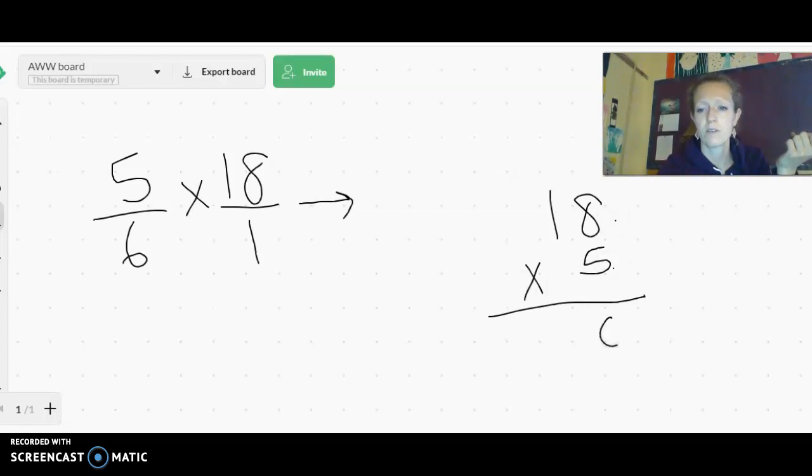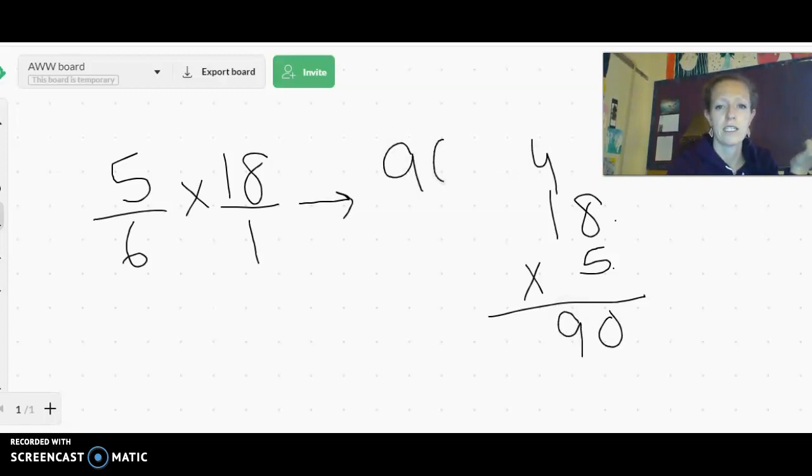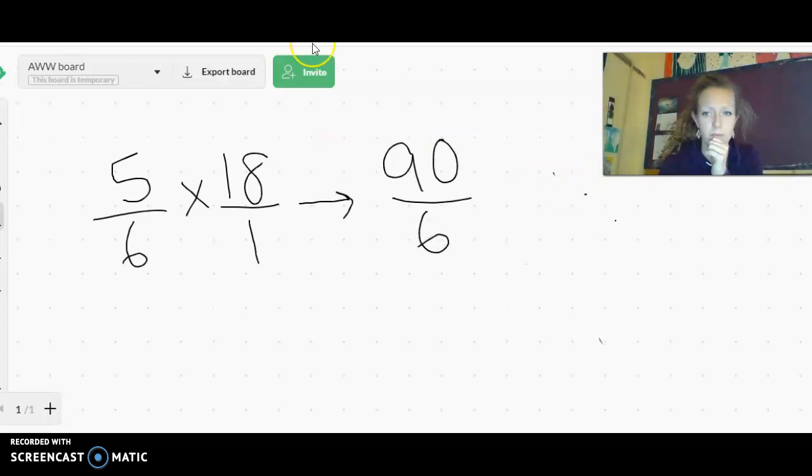8 times 5 equals 40. 5 times 1 equals 5 plus 4 is 90. Perfect. So I know that's 90 over 6. All right, so I ended up with 90 over 6, and now I need to think, what times 6 equals 90? So 90 divided by 6 equals what? You could do this in a variety of ways. Let's just go ahead and work it out this way. You might know it off the top of your head.